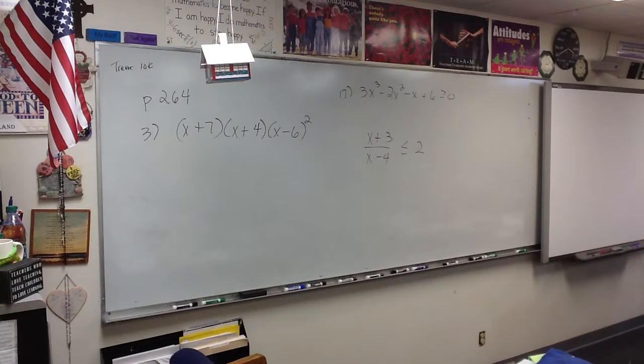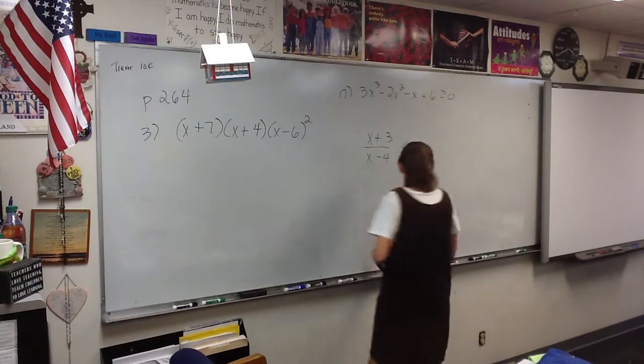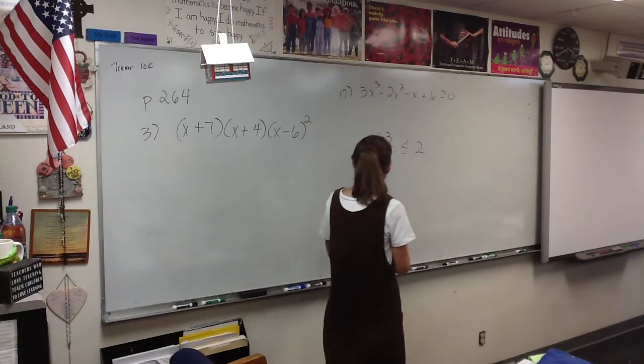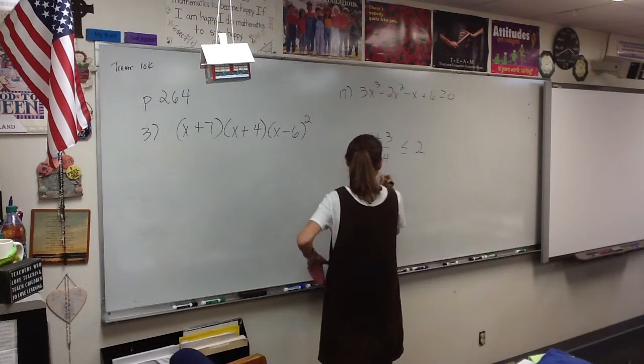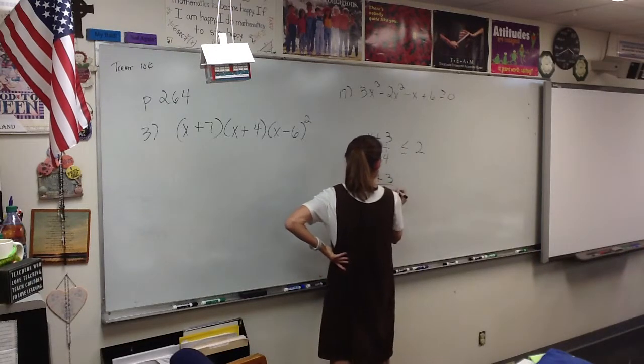So who remembers how to start this problem from yesterday? I got you. Okay, how do we start it? You want to move 2 to the other side. Move 2 to the other side. And then put a factor of times.